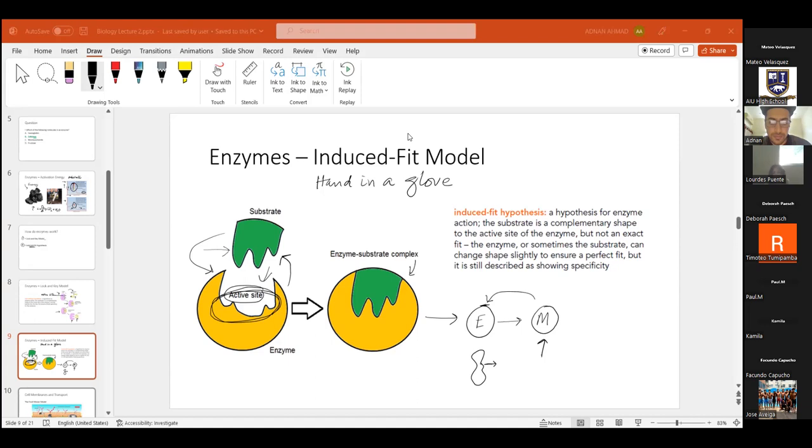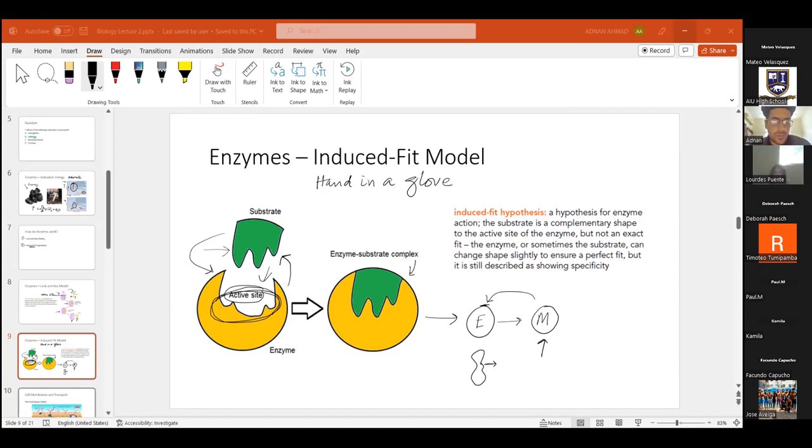Matthew, send your question by chat. Yes, Matthew, I will wait for your question. You can type, and in the meanwhile, we will proceed. When I get your question, I will come back and explain it. It will save us some time.